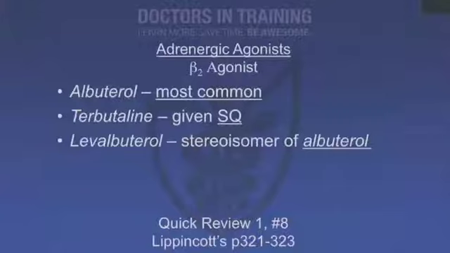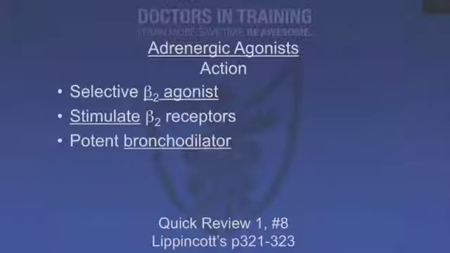Terbutaline is not inhaled. Terbutaline is given subcutaneously for the treatment of asthma. And then levalbuterol is a stereoisomer of albuterol, and it has less tachycardia. We'll get to that in a second. So the action of all these drugs, they're beta-2 agonists, so they're stimulating the beta-2 receptor. They are potent bronchodilators. They relax airway smooth muscle.